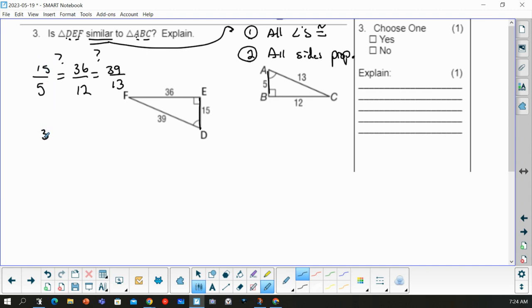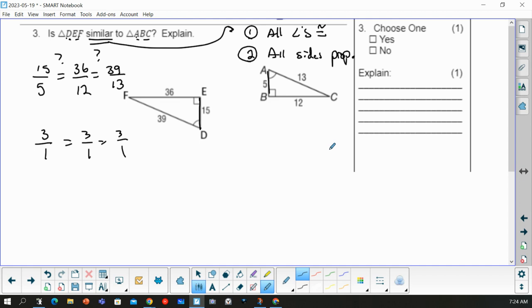Also, if I were just simplifying, which is basically the same thing, 5 goes into 15 3 times, 5 goes into 5 once. 12 goes into both of these 3 times and 1 time. 13 goes into both of these 3 times and 1 time. So either way you go, these are all identical. So the sides are proportional.